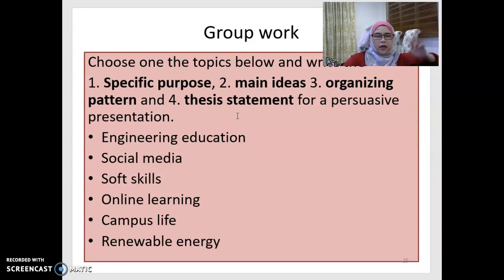Okay, and remember, these topics can be expanded, okay, or it can be looked at a micro level.